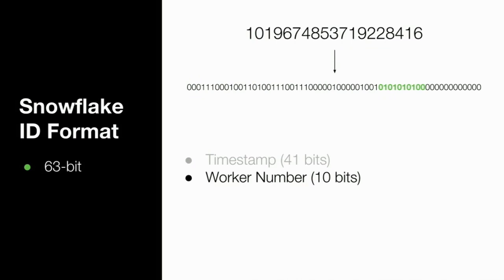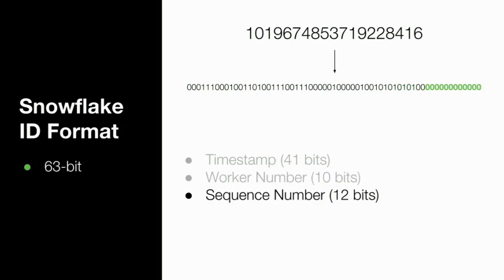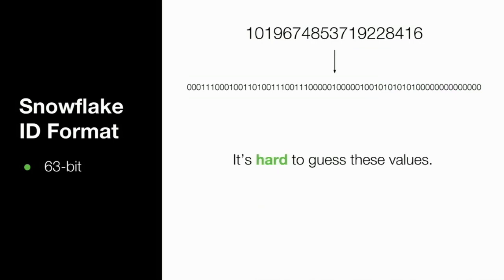Now, we want workers to be able to generate many IDs per second or per millisecond, so they've also added a 12-bit sequence number at the end. This is a rolling sequence number that resets every millisecond. So now we would have to guess all of these values in order to come up with a unique ID that's valid. This is difficult. We would have to guess a timestamp, a valid worker number, and then the valid sequence number for that particular timestamp. This is difficult. Trust us, we've tried.